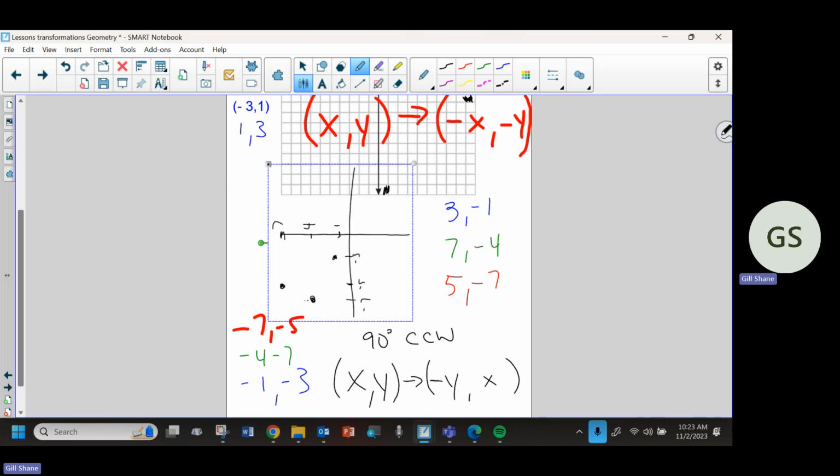On the y-axis, when you see this, you darken in the y-axis. Now from the point to the line of reflection, and then keep going the same distance, and that's where you put your reflection. That's all we're doing. For that, there's just one point.